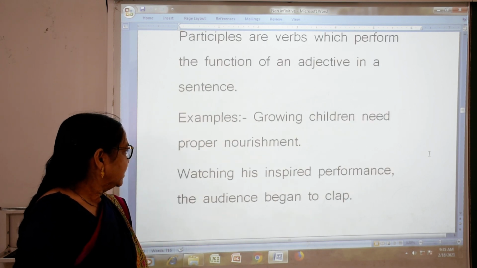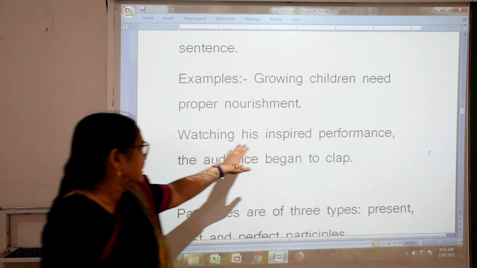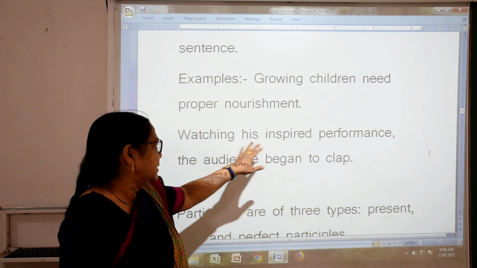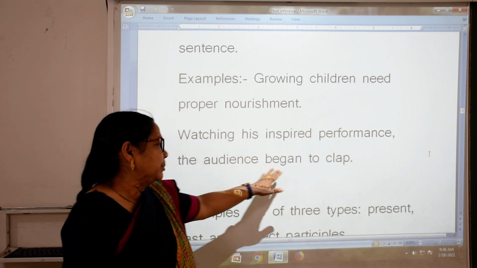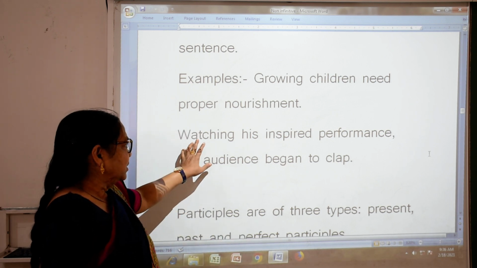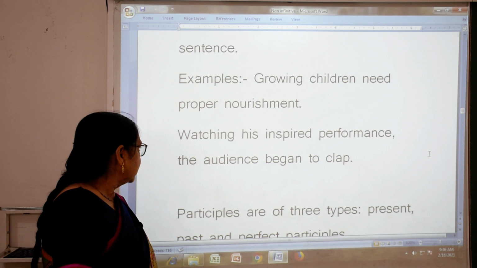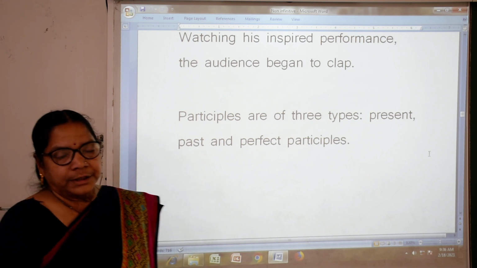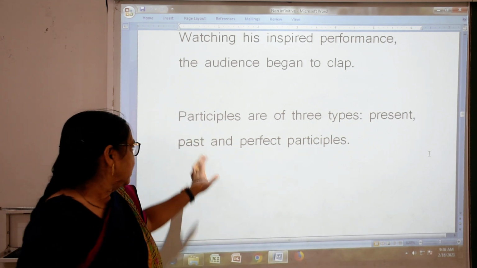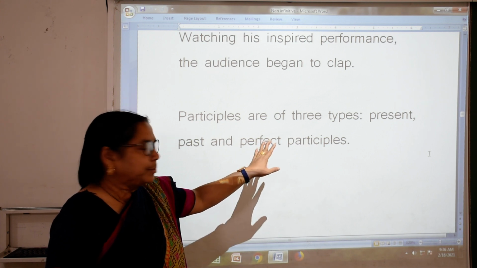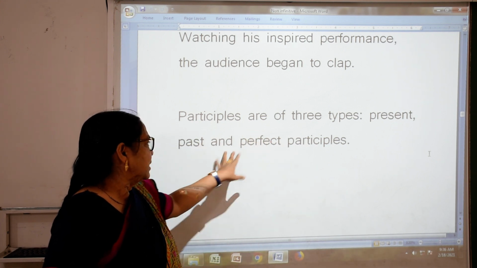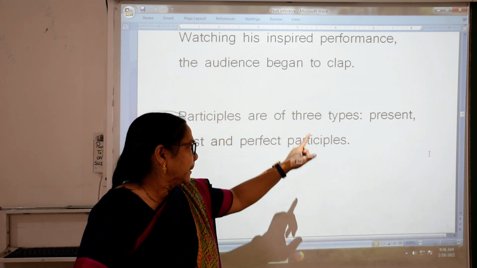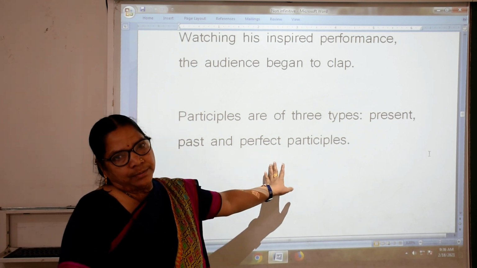Watching his inspired performance, the audience began to clap. Here again, watching is an adjective and a participle. Participles are of three types: present, past, and perfect participles. Remember, three types of participles: present, past, and perfect.